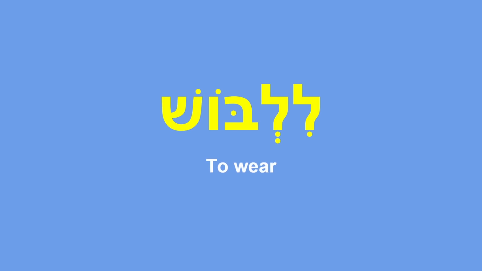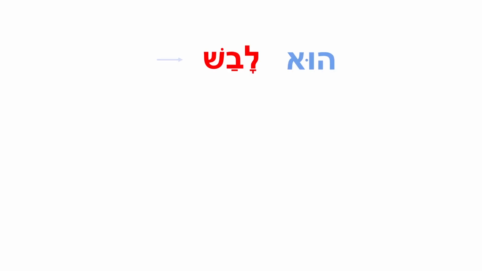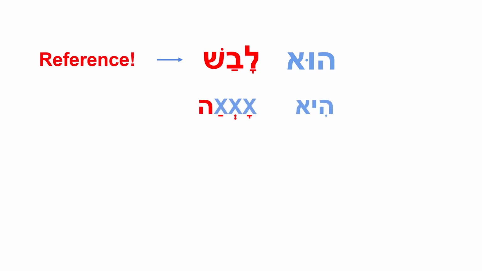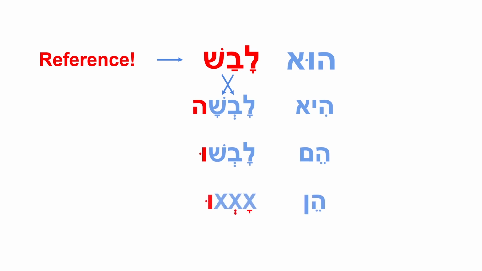ללבוש, to wear. הוא לבש, this was the reference point. He, same conjugation pattern, vowels switch places. הוא לבש, היא לבשה. הם לבשו, הן לבשו. הוא לבש, היא לבשה, הן לבשו.